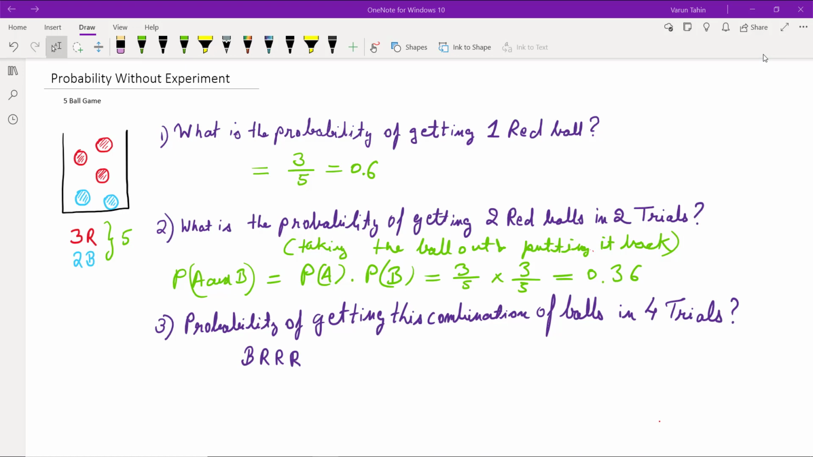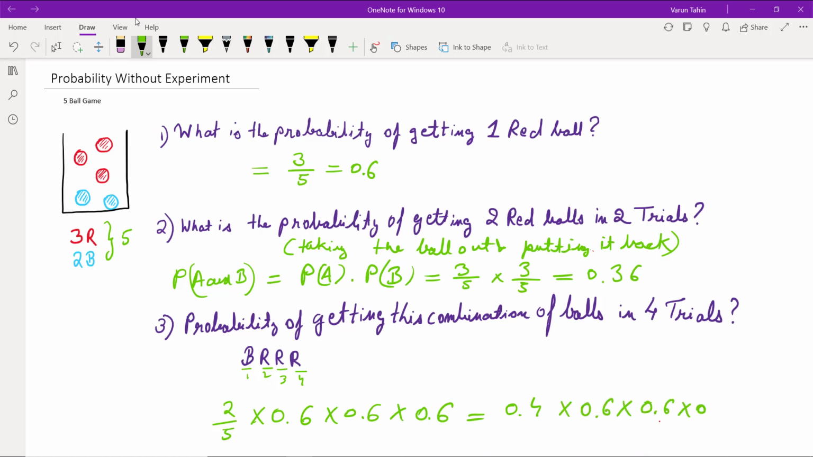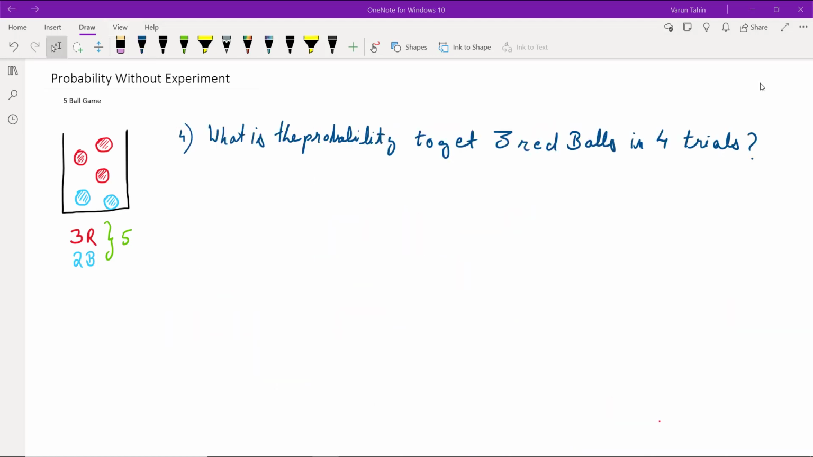So by 4 trials we mean this is the first trial, second, third and fourth. So we are taking out each of the balls, putting it back into the same bag and then taking out. So these are 4 trials. So what is the probability of getting a blue ball? That is 2 by 5, because blue balls are 2 and the rest are red. So by the rule of multiplication, we'll just simply say into 0.6. So this is 0.4 into 0.6, which is 0.0864.